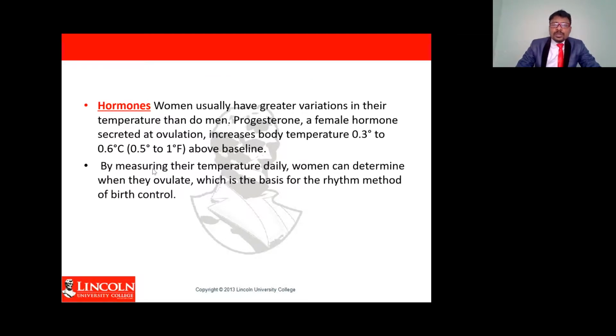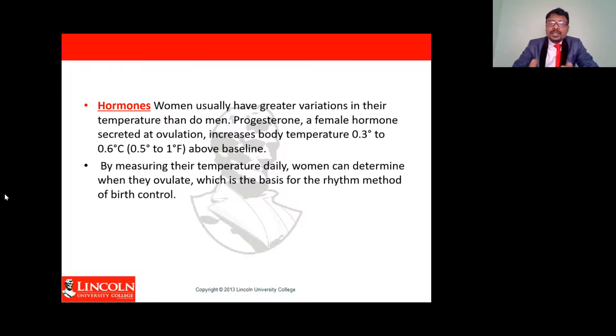So the next one is hormones. These hormones also play an important role in regulating body temperature. Especially women usually have greater variations in body temperature than men. Progesterone is a female hormone secreted at the ovulation time, and it increases the body temperature by about 0.5 to 1 Fahrenheit over the baseline compared to men. This is because of the progesterone hormone.